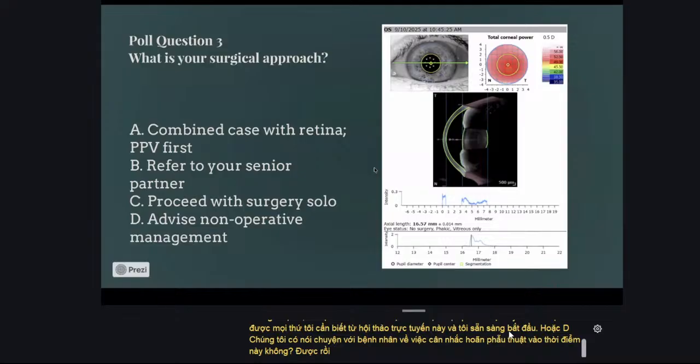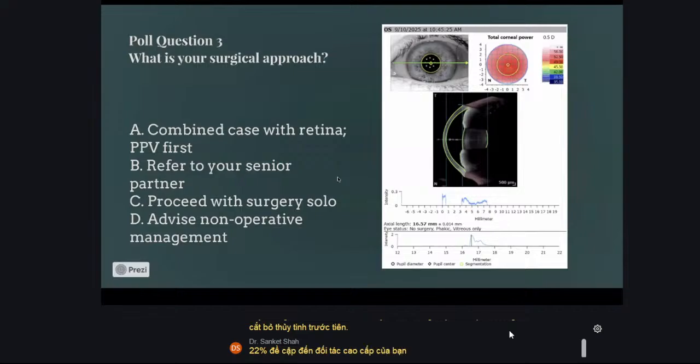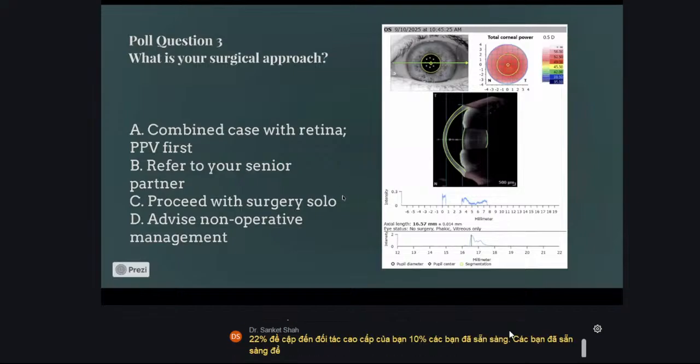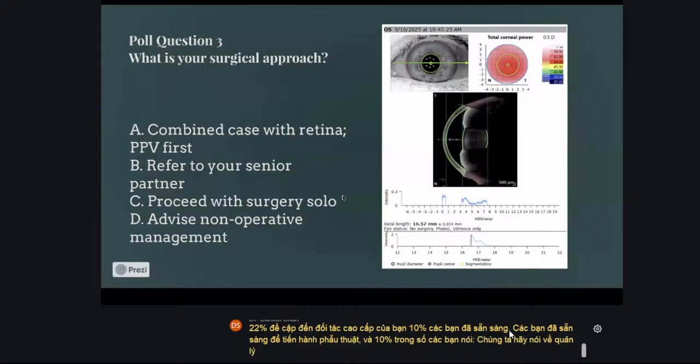All right. So 58% combined case with retina, do a vitrectomy first. 22% referring to your senior partner. 10% of you are ready to go to do the surgery, and 10% of you said, let's talk about non-operative management. I love this because I love to see the distribution amongst everyone, and I'll tell you what I did.